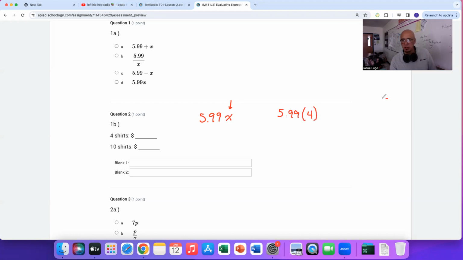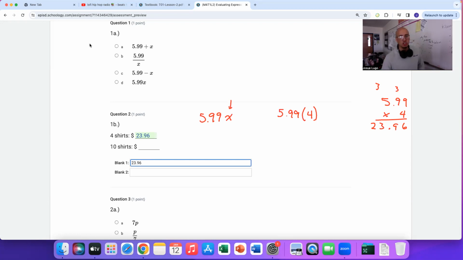So let's go ahead and work that out. $5.99 times 4. So 4 times 9 is 36. 4 times 9 is 36, carry the 3. And 4 times 5 is 20 plus 3 is 23. So we have 2 decimal places. So we have $23.96. So I would just type in 23.96.